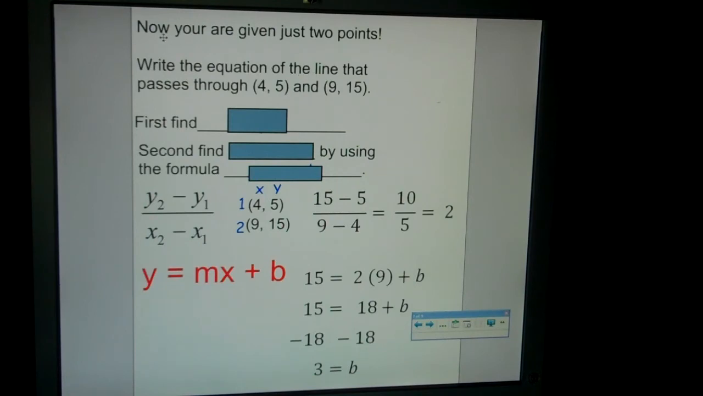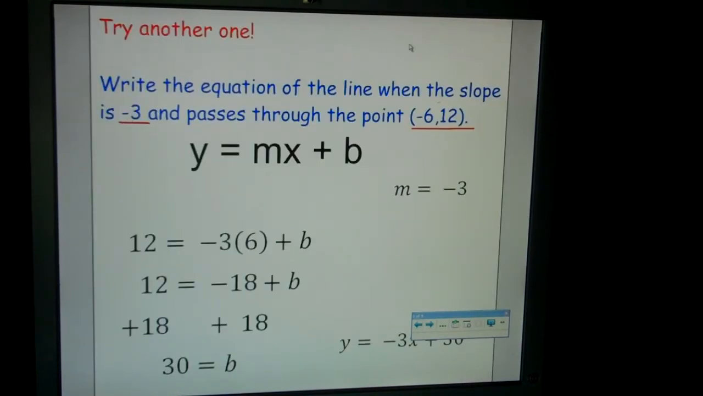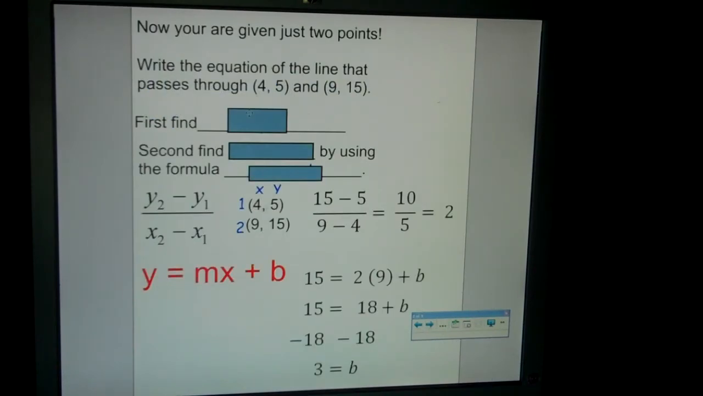Okay, last thing. Now you're given just 2 points. That's all you're given. In the last example, you were given the slope and just 1 point, and you were able to plug it in. In this example, you're given 2 points. So what's the first thing you're going to have to find? M or B? You're going to have to find M, which is the slope. So that means we're going to use this formula here. Second, you're going to have to find the y-intercept, and that's going to use the other formula, which is y equals mx plus b.